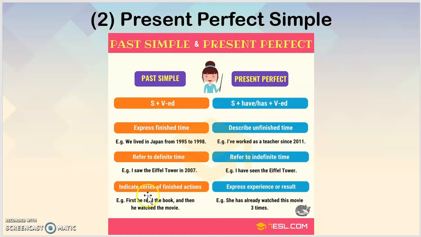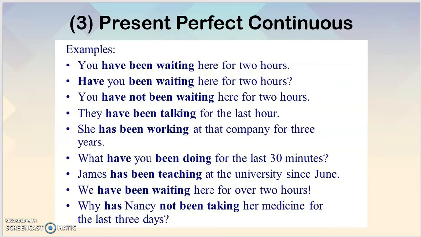Past simple indicates series of finished actions. First, he read the book and then he watched the movie. Whereas present perfect expresses experience or result. She has already watched this movie 3 times. Alright, the third one.